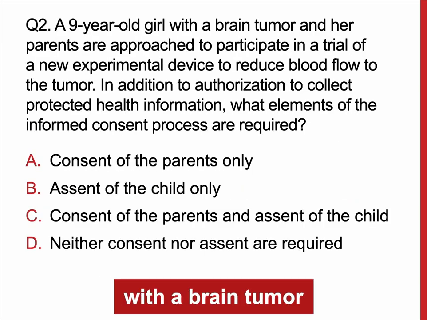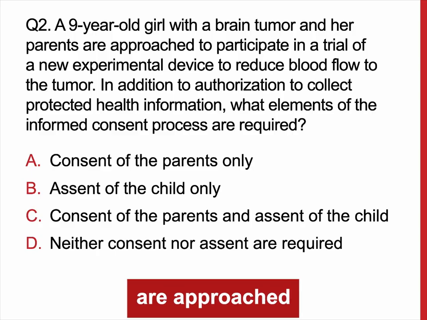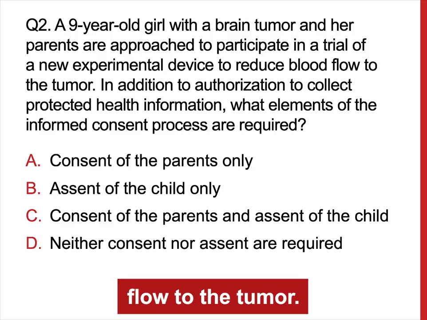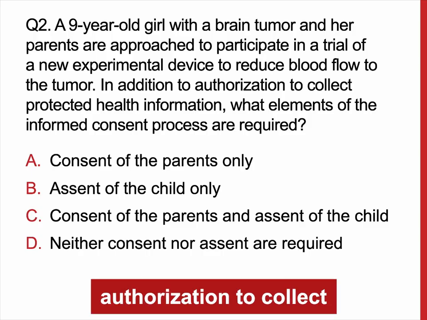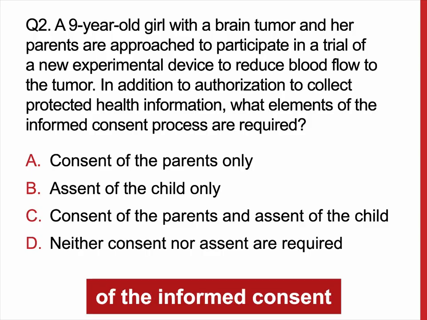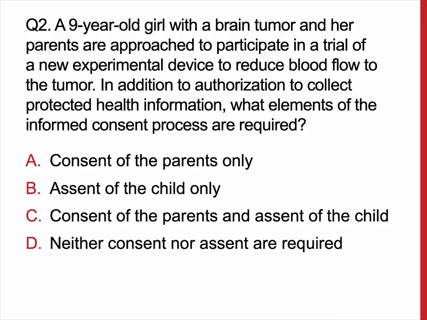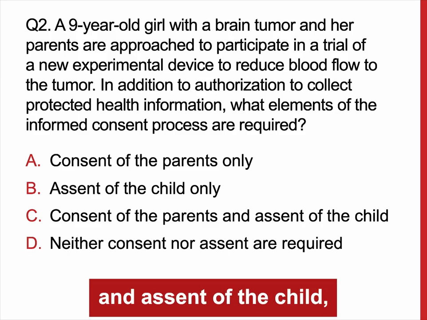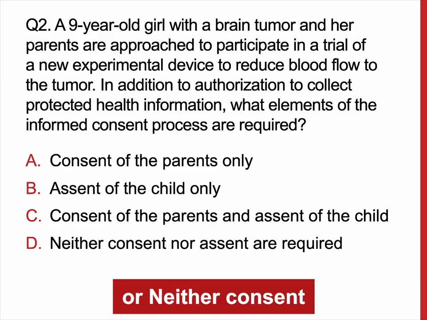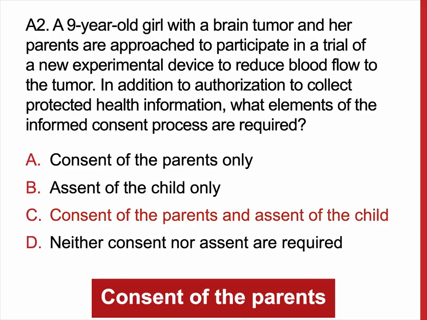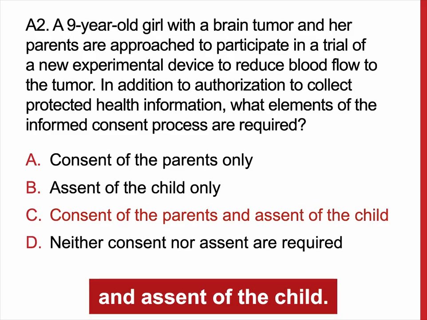A 9-year-old girl with a brain tumor and her parents are approached to participate in a trial of a new experimental device to reduce blood flow to the tumor. In addition to authorization to collect protected health information, what elements of the informed consent process are required? A, consent of the parent only, B, assent of the child only, C, consent of the parent and assent of the child, or D, neither consent nor assent are required. The answer is C, consent of the parents and assent of the child.